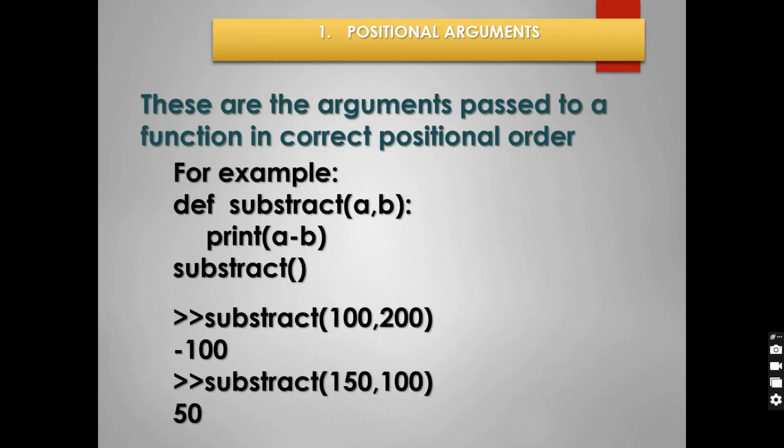Let me explain positional arguments. Positional arguments are the arguments that are passed when you call the function, and the ordering is important here. For positional arguments, the ordering is important. First we have to pass the value of a, then the value of b. We cannot interchange b and a. So here the answer is -100 and here it is 50. So the correct order is important in the case of positional arguments, with the actual values we are going to pass.